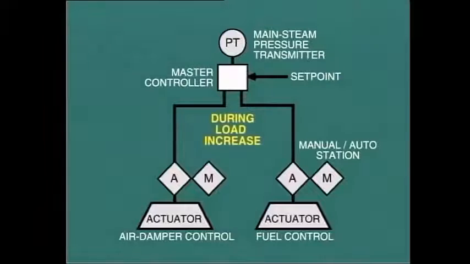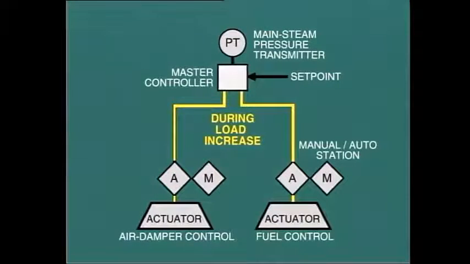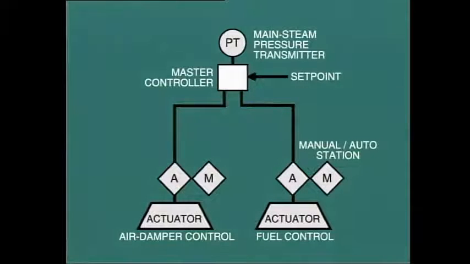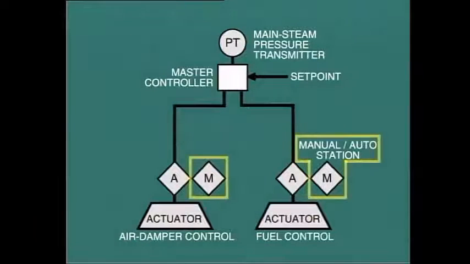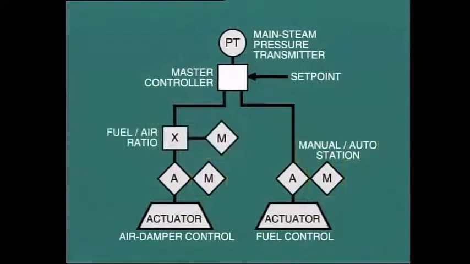For example, during a load increase, the airflow is increased before fuel is increased. The reverse applies during a load decrease. Either of the actuators can be switched from automatic to manual operation if required. An additional control allows the operator to set the desired fuel-air ratio. Experience proves that more excess air is required at low loads to maintain stable combustion.